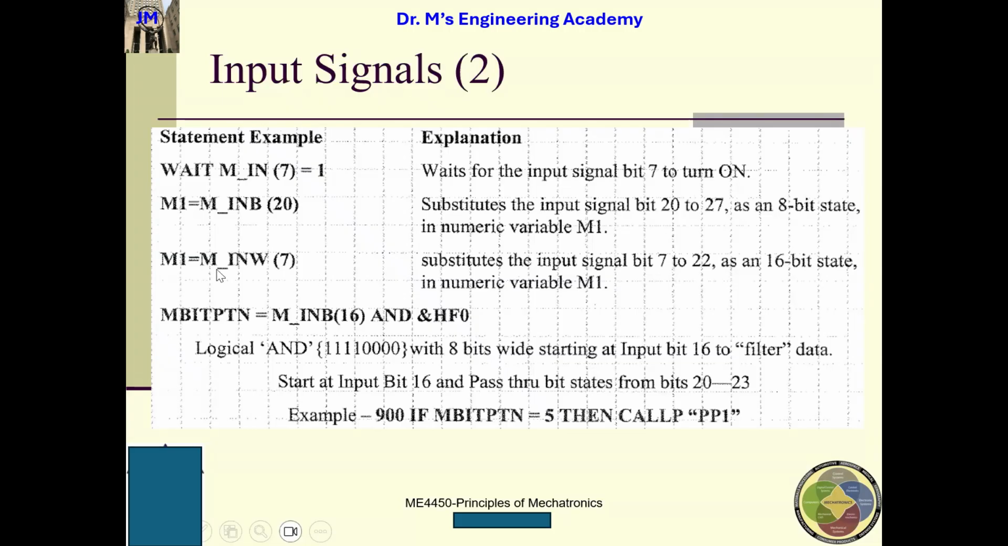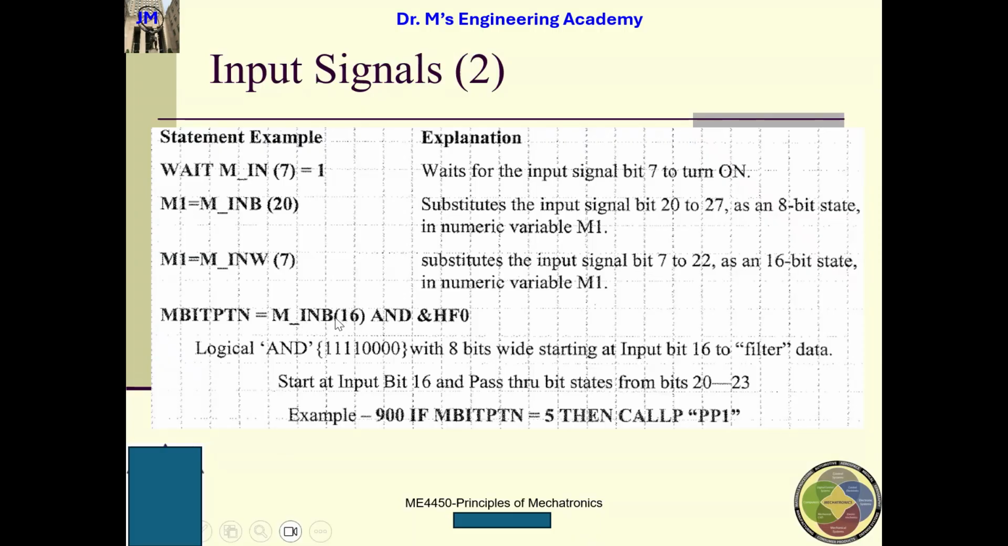And then I have another one, M_in W. And W means what, guys? W means the 16 bits, right? It means that I'm going to retrieve the input from bit 20 to bit 22, totally 16 bits. Questions so far?